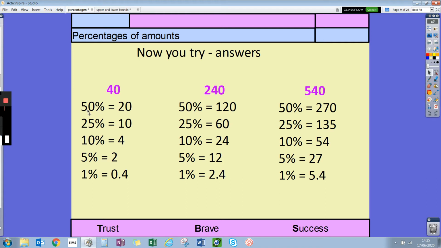Answers. So 50% we've divided by 2, so 20. 25% of 40 we've divided by 4 is 10. 10% we're going to divide by 10, so 40 divided by 10 is 4. 5% we're going to divide by 10 and then divide by 2, so that's 2. And then 1%, which is divided by 100, is 0.4.